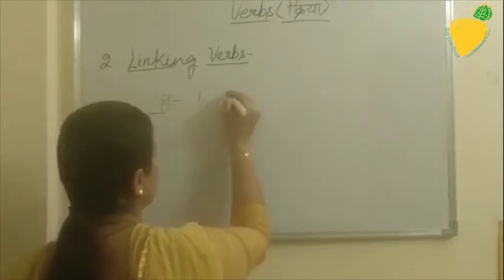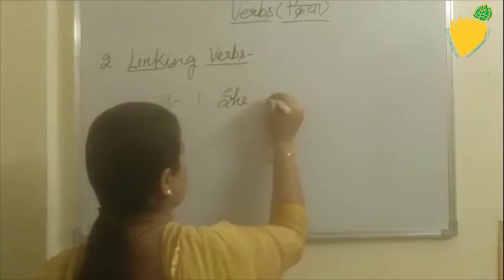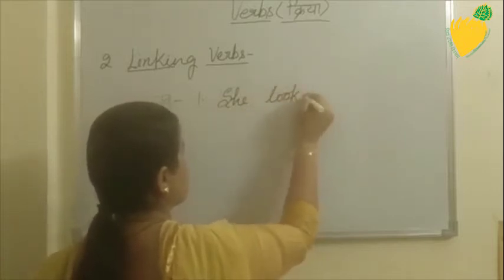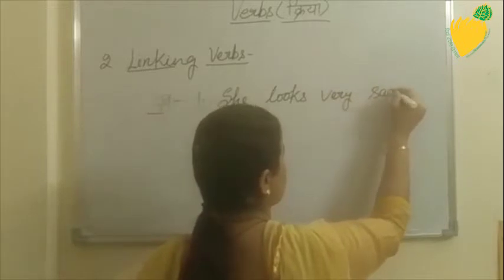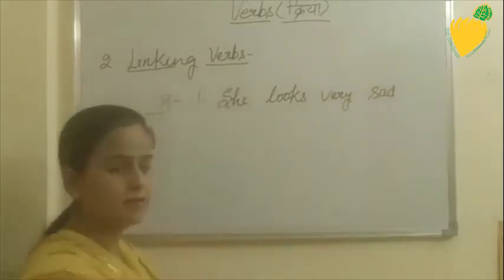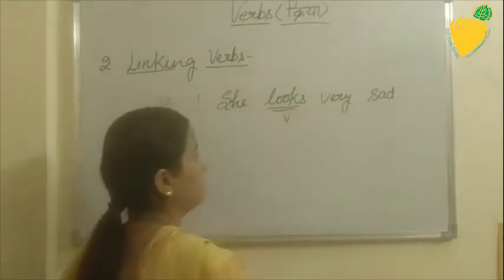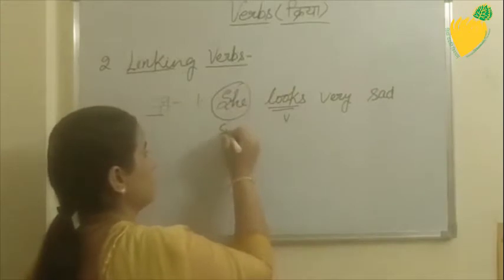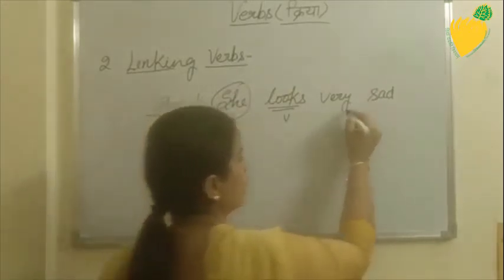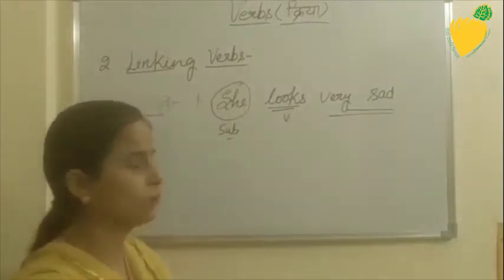For example, she looks very sad. In this example, looks is the verb which is joining the subject she with its complement. So this verb looks is a linking verb.